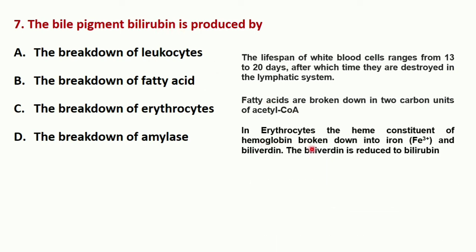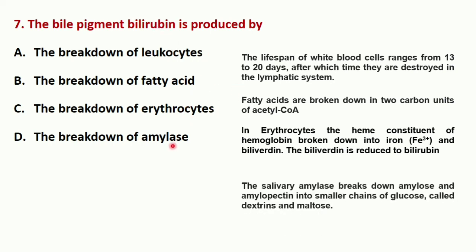And in the breakdown of erythrocytes, the heme content of the hemoglobin breaks down into iron and biliverdin. So this biliverdin is reduced to bilirubin. So erythrocytes break down, the hemoglobin part is removed as iron and biliverdin, and this biliverdin is converted into bilirubin. So the breakdown of erythrocytes produces bilirubin.